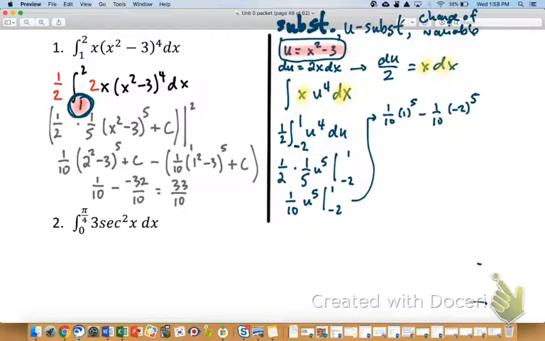Should be coming together now, right? So 1 to the 5th is 1, times 1/10 is 1/10, minus 1/10. What is negative 2 to the 5th? Negative 32, right? So times negative 32. So I get 1/10 plus 32 tenths. And check it out. It's all the same.